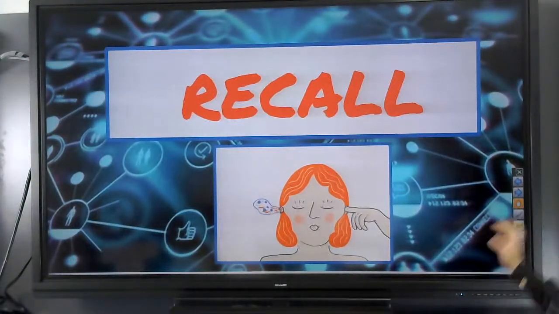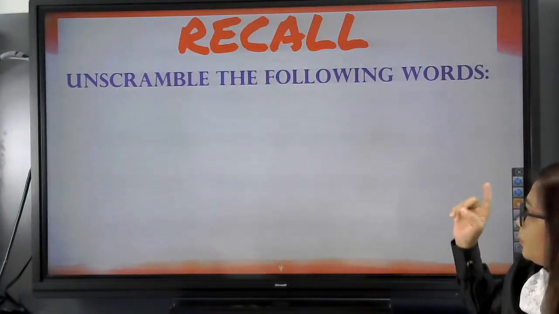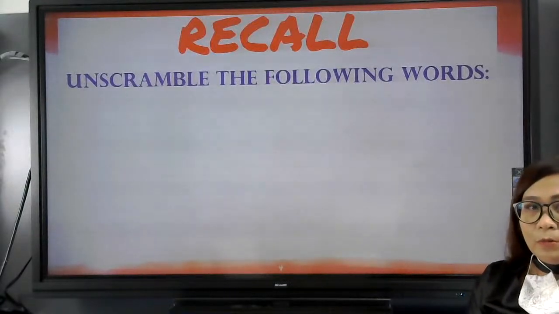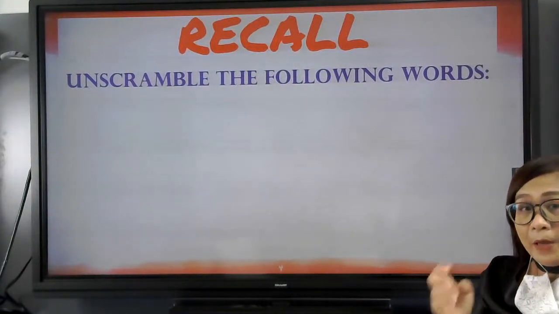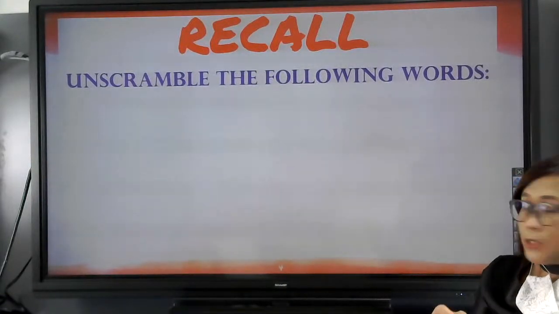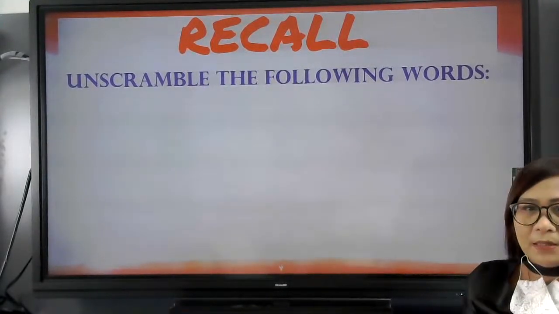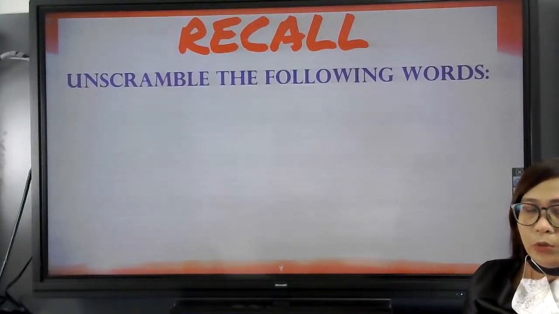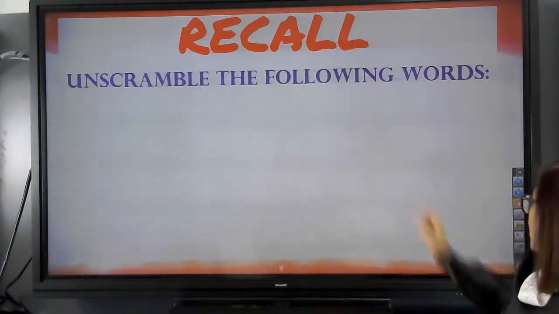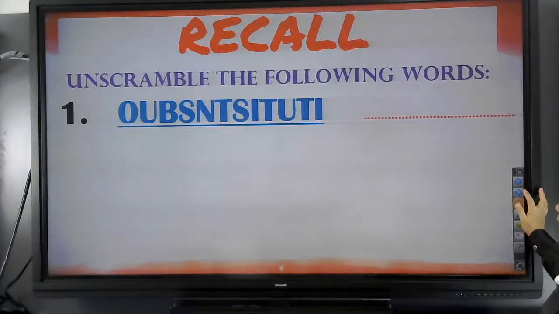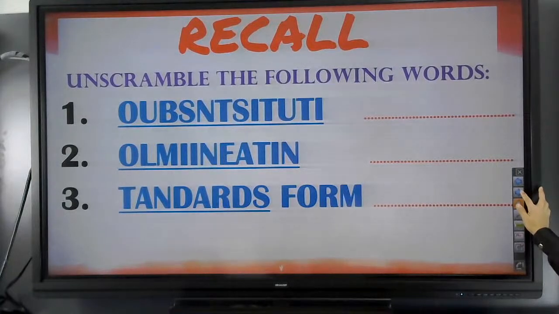So let's recall some words. Unscramble the following words. I'm going to give you a few seconds to unscramble the words, and make sure that you have your paper to write all the answers. I think there are 4 words. If you have paper, can you prepare the paper and pencil or anything to write with, so you can answer all the words that we already studied before. So these are the words. Number 1 is this. Number 2 is, okay, 3 and 4.